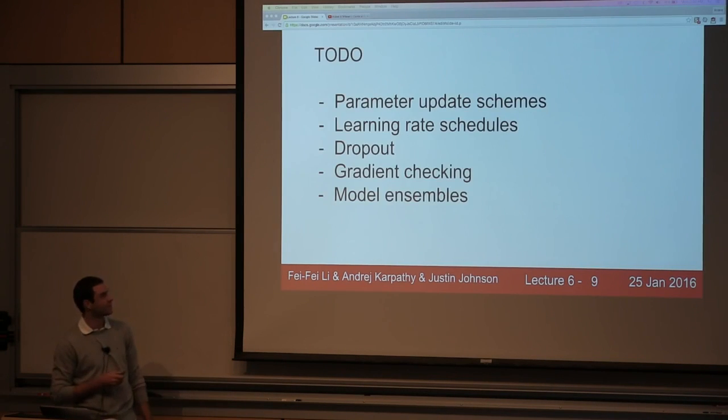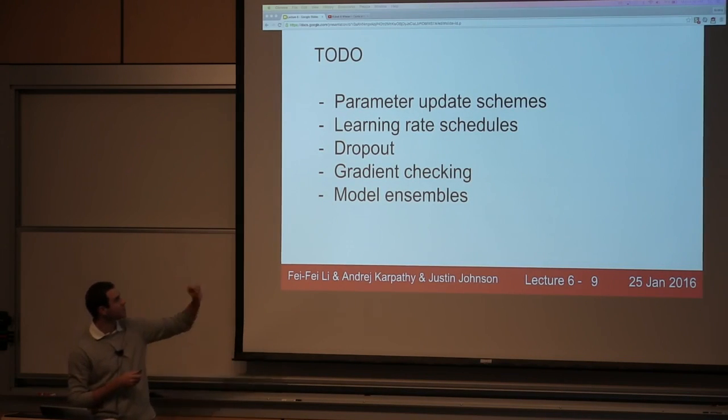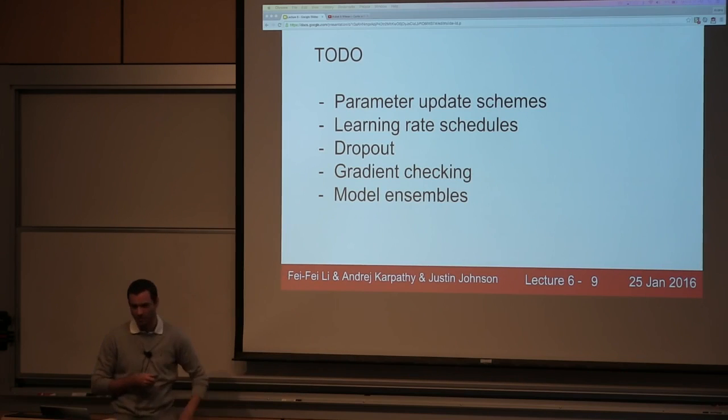So this time we're going to go into some of the remaining items for training neural networks, in particular parameter update schemes, for the most part. And then we'll talk a bit about model ensembles, dropout, and so on.